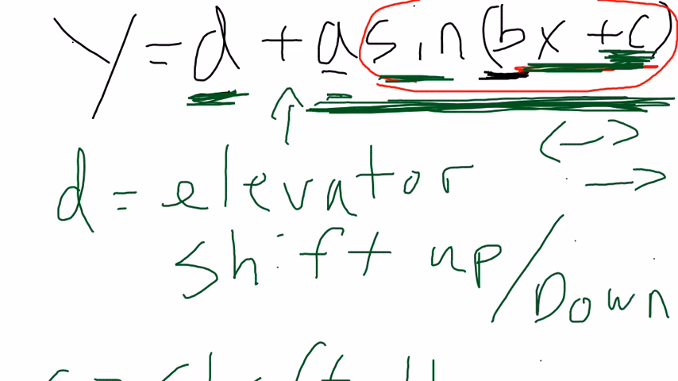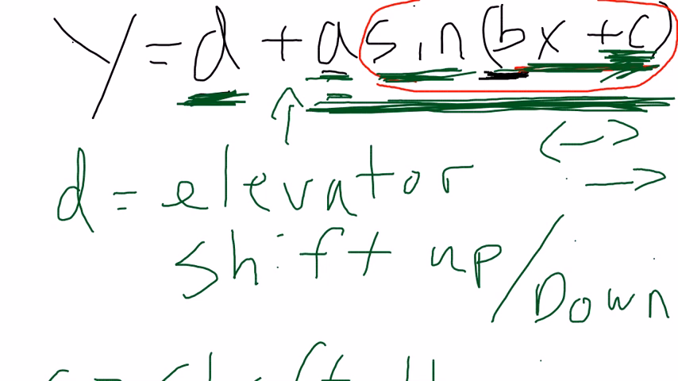And I have sine written here. It'd be the same if it was cosine. And D and C and even A affect sine, cosine, tangent, cosecant, secant, and cotangent the same. But B is a little bit different with tangent, and I'll show you that in a later video.